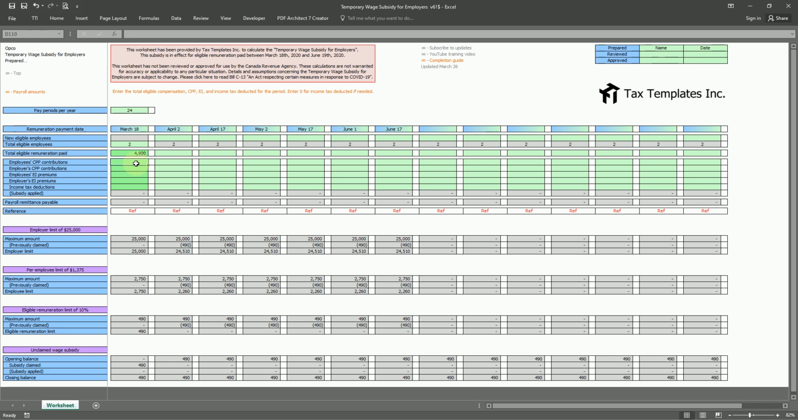The final step is to enter the employee and employer CPP contributions, employee and employer EI premiums, and applicable income tax deductions paid to the CRA from your existing payroll amounts. Once the information is entered for the period, you can see the subsidy applied along with the adjusted payroll remittance payable for the period. In situations where CRA income tax deductions are below 10% of eligible remuneration, the worksheet presents the unapplied wage subsidy for use against future CRA income tax deductions.